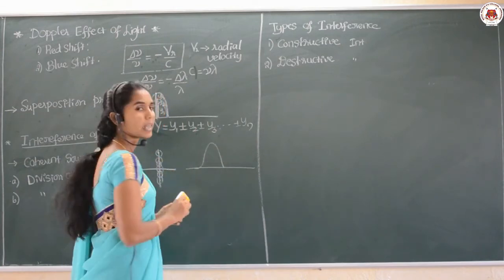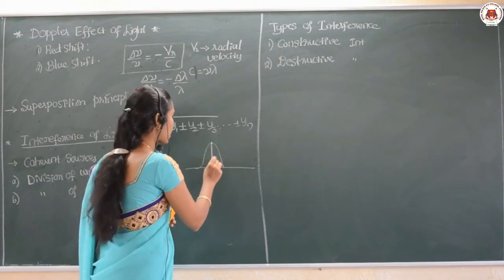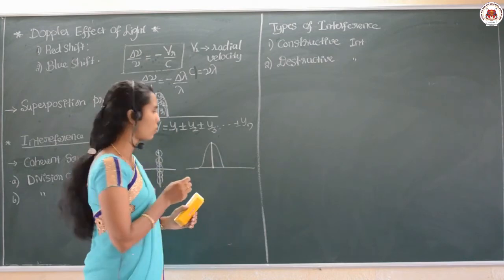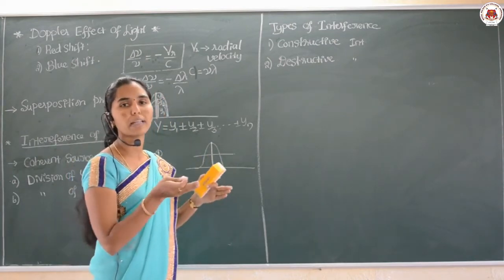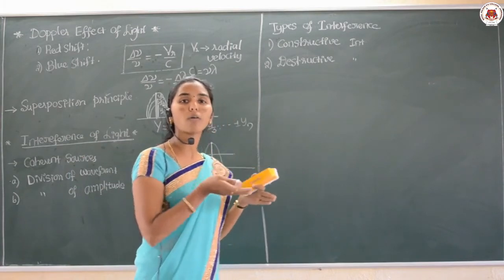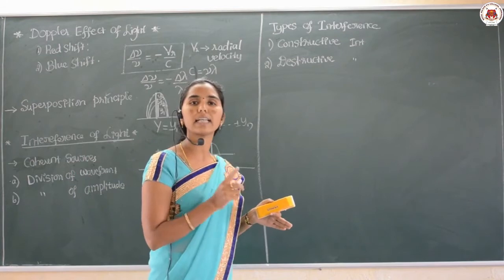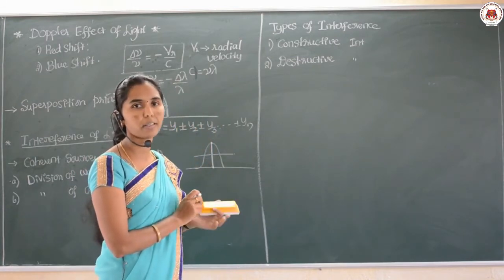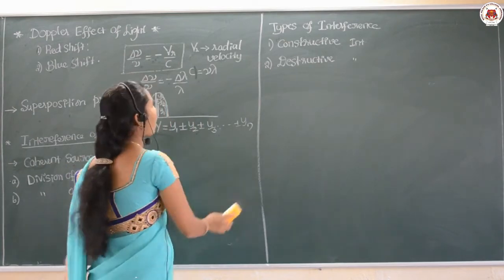If one wave I consider like this, and this is a complete wave, the maximum distance travelled by the particle is called the amplitude, and here we can divide the amplitude. So, either by the division of wavefront or by the division of the amplitude, the interference of the light is taking place. I hope you are understanding the point, right? So, then let us move to the next point.